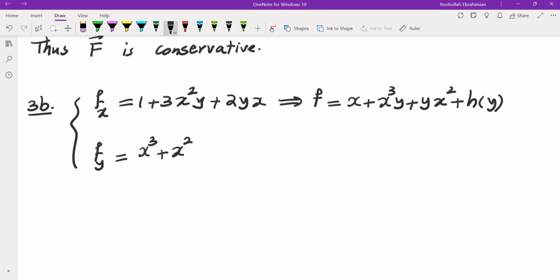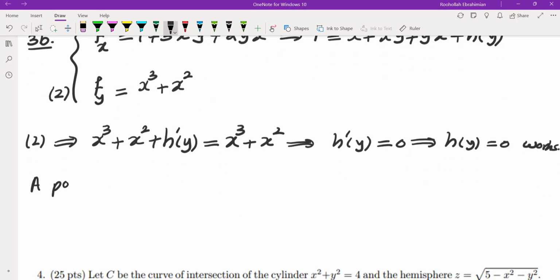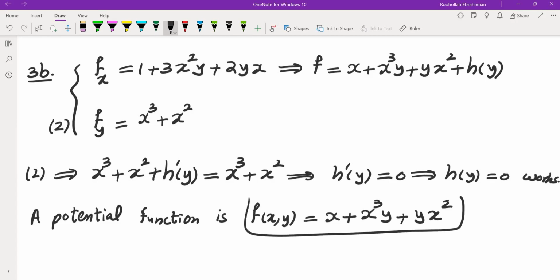We take that and plug it into the second equation. So if I plug it into the second equation, I would get x cubed plus x squared plus h prime of y equals x cubed plus x squared. So that tells us h prime of y is 0, which means h of y equals 0 works. So this is one potential function. So a potential function is going to be f of x, y equals, let's go back and see what we got. We got x plus x cubed y plus y x squared. So this is a potential function.